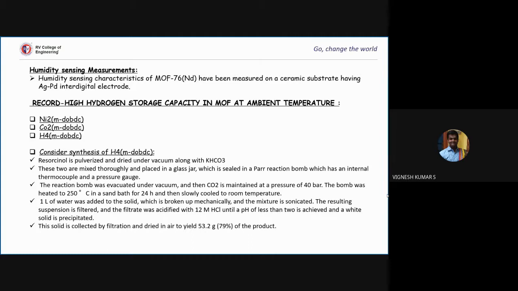slowly. Later, 1 liter of water is added, which is broken up mechanically and sonicated. The resulting suspension is filtered and the filtrate is acidified with HCl until a pH of less than 2 is achieved, and a white solid is precipitated. This solid is collected by filtration and dried to yield 79% efficiency of the product. Next slide.